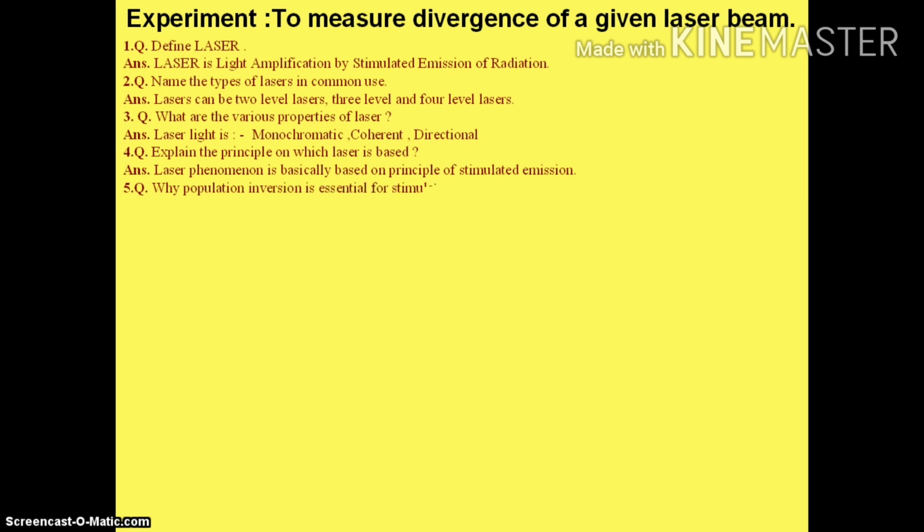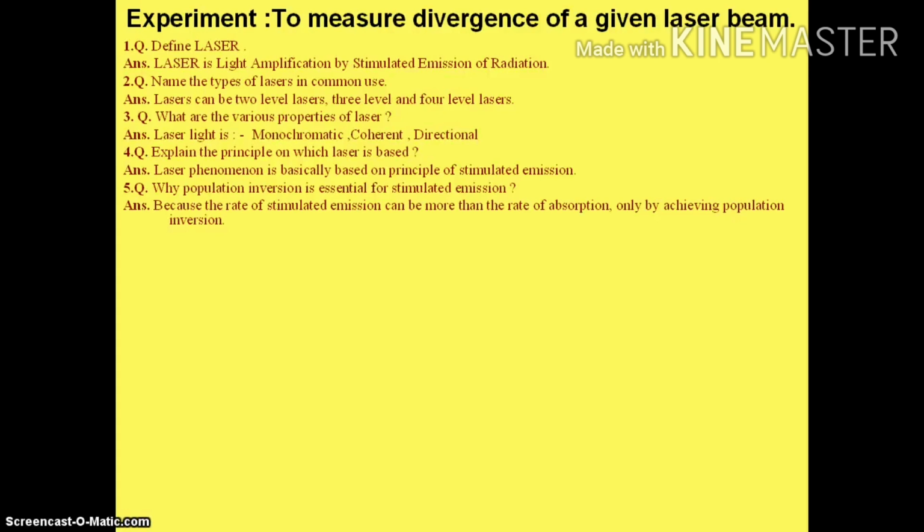So why is population inversion essential for stimulated emission? Because the rate of stimulated emission can be more than the rate of absorption only by achieving population inversion. Again I repeat, why is population inversion essential for stimulated emission? Because the rate of stimulated emission is more than the rate of absorption only by achieving population inversion.